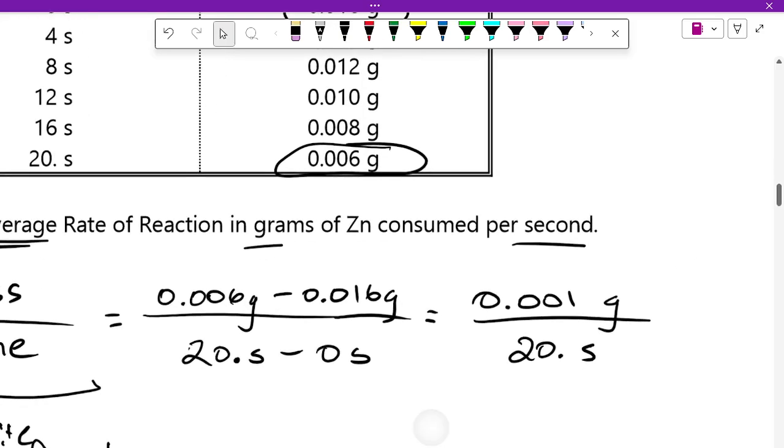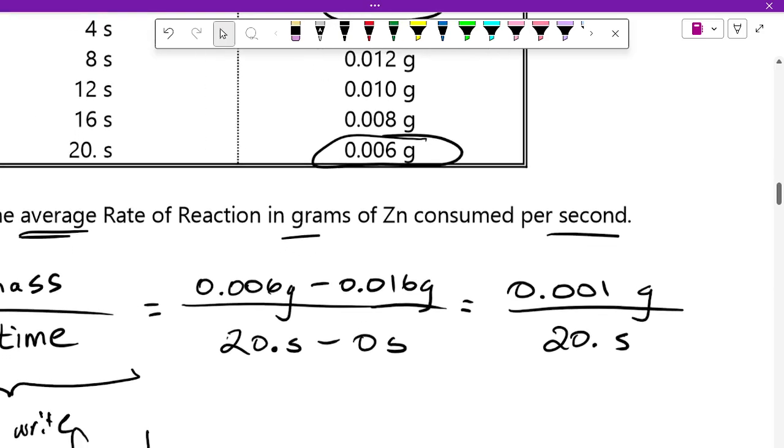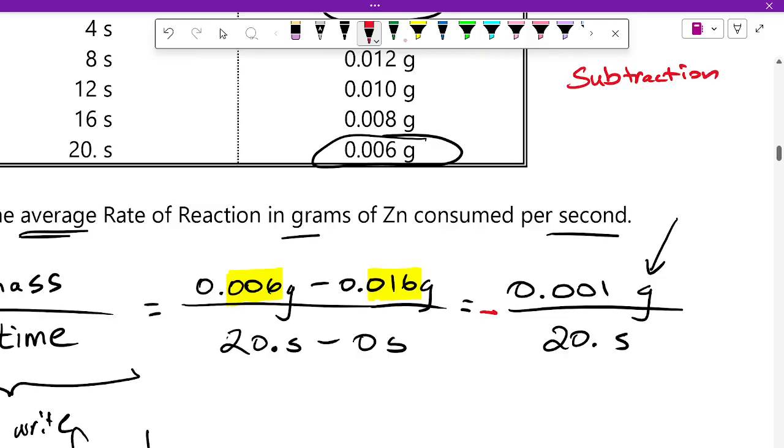Question. How many sig figs should be in the grams here? We've subtracted, we've taken that number and we've subtracted that number. How many sig figs should it be? It should be 2. When we do a subtraction, you round to the first uncertain digit.